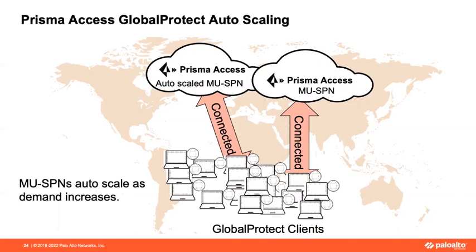So if I have a situation where I've got 10,000 users on the East Coast in New York and 10,000 users in the Bay Area on the West Coast and 100 users in Dallas, I could deploy mobile user SPNs in all three places. And I may have a really large cluster on the East Coast and West Coast, and maybe just a pair in Dallas if it's a really small user base. Prism Access takes care of all that in the cloud.